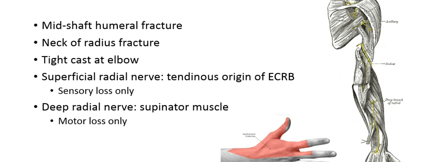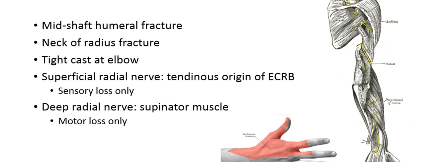So the thing about radial nerve is it has two branches. And so if you get an entrapment distal to the elbow, like for instance in the supinator muscle, you're only going to get motor loss only, because the deep radial nerve is a motor only nerve, and the superficial radial nerve is a sensory only nerve. So once they split after the elbow, they turn into superficial radial, which is sensory only, and deep radial, which is motor only. All right.